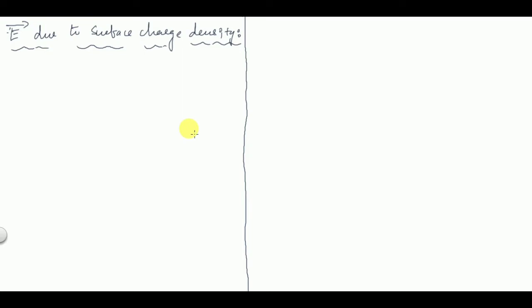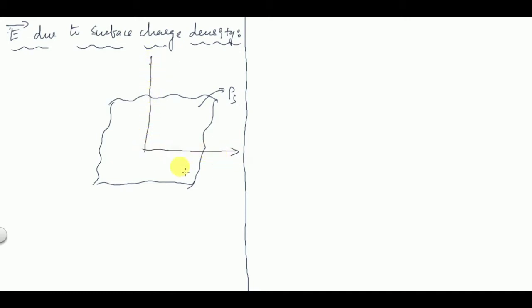Right, in order to find the electric field intensity due to surface charge density, we'll consider a surface charge. I'll explain slowly, so try to understand the concept here. This is the surface charge, with surface charge density rho s. On this I'm drawing the coordinate system, x, y and z.